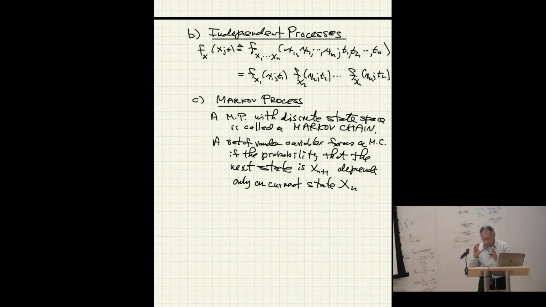Okay, so I'm trying to give you a bigger picture of how these things fit in. So in other words, what I'm saying is that the full past is summarized in the current state. Everything about the past, as it affects the future, is summarized in the current state you're in, the current value.